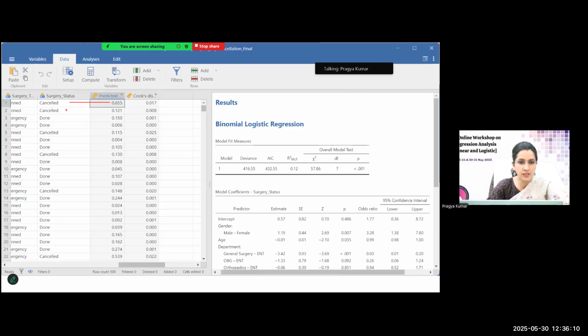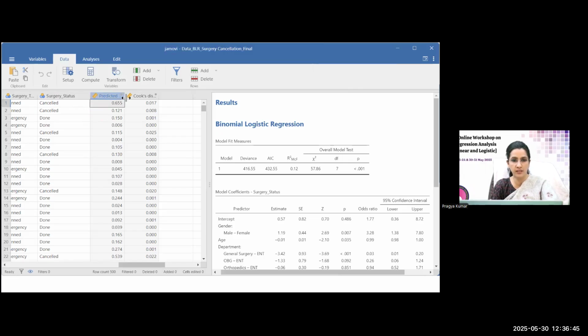Now you see another one. This is cancelled, but the predicted is 0.121. Is this a correct or a wrong group membership? Wrong. Why? Because it should have been more than 0.5. Similarly, done and 0.15. What is this? Again, this is a correct one because it is less than 0.5. Yeah, you are right. So this is how you can see the predicted probability and the person. In SPSS, they write the group membership also, but in Jamovi, they don't.